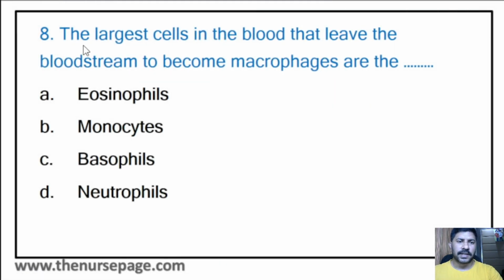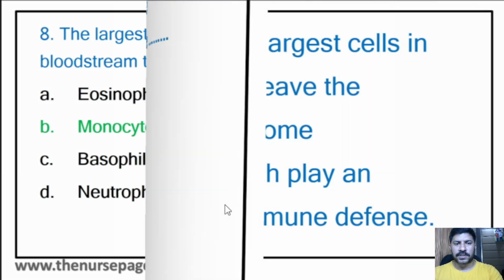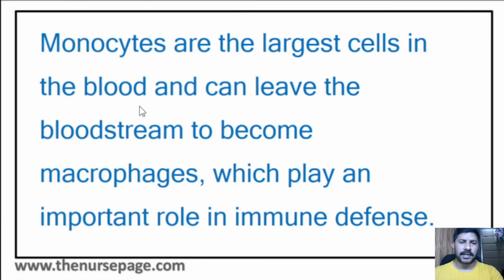Then eighth question, the largest cells in the blood that leave the bloodstream to become macrophages are dash: the eosinophils, monocytes, basophils, neutrophils. Correct answer here, monocytes. Monocytes are the largest cells in the blood and can leave the bloodstream to become macrophages, which play an important role in immune defense.